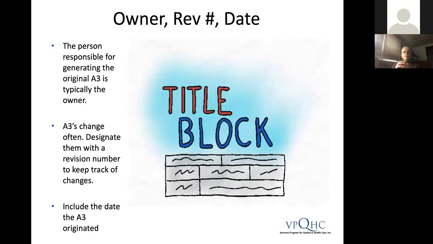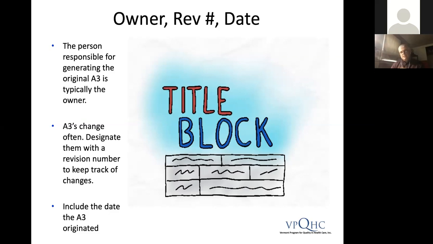We talk about owners in A3s. In the healthcare world, sometimes that isn't necessarily the way that people think. In the Toyota system, an A3 has an owner, and they're responsible for not just generating it, but coordinating the implementation of the actual countermeasures. A3s change often, though, so designate them with a revision number to keep track of changes, and don't be scared of actually regenerating them as you go.